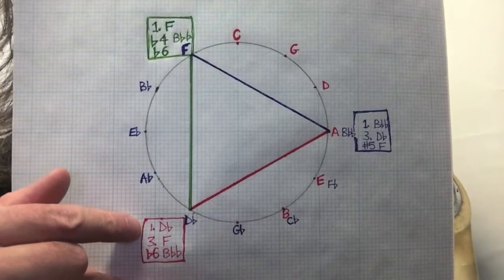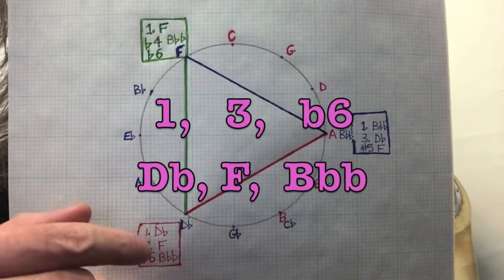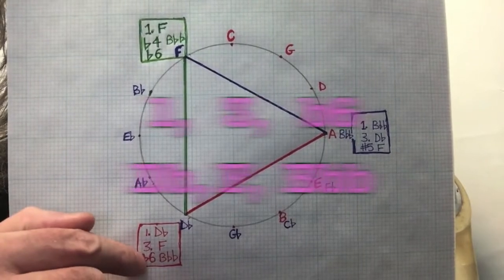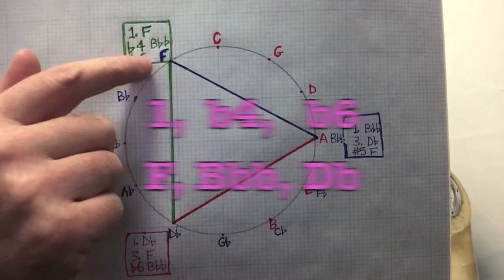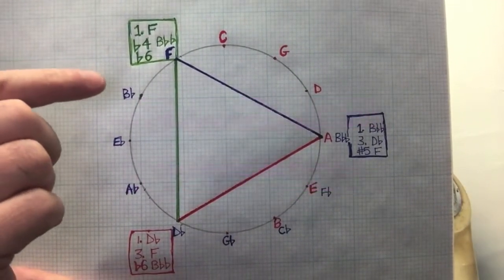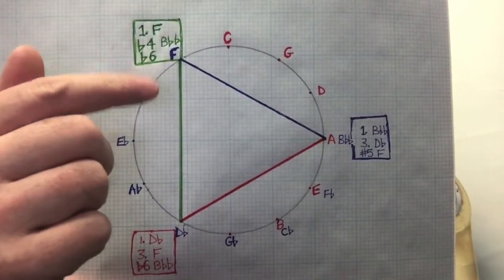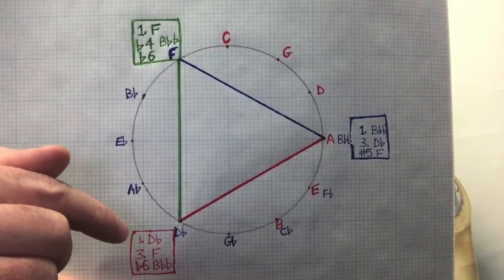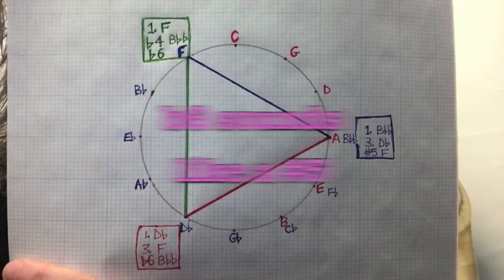Reference from D flat now. We've got D flat, F is a major third, but B double flat is a flat 6. Let's now use F as our reference point. F is a root. B double flat is a flat 4, which sounds the same as a major third, but it's a flat 4. And similarly, D flat is a flat 6. So you can start to see the relationship here.